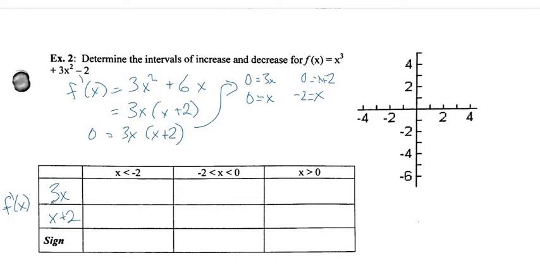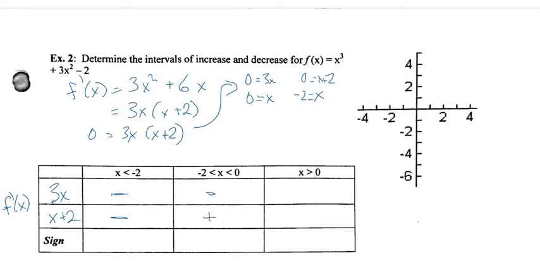For the leftmost region, everything to the left of negative 2, let's pick a number to test it. Say negative 3. 3 times negative 3 is going to be negative 9. And negative 3 plus 2 is going to be negative 1, so that's going to be negative. For the second region, between negative 2 and 0, let's pick another number. Negative 1 would work. 3 times negative 1 is negative 3, and then negative 1 plus 2 is positive 1.